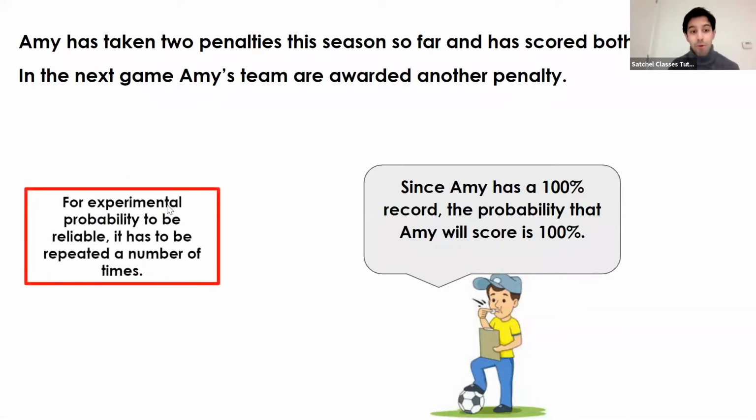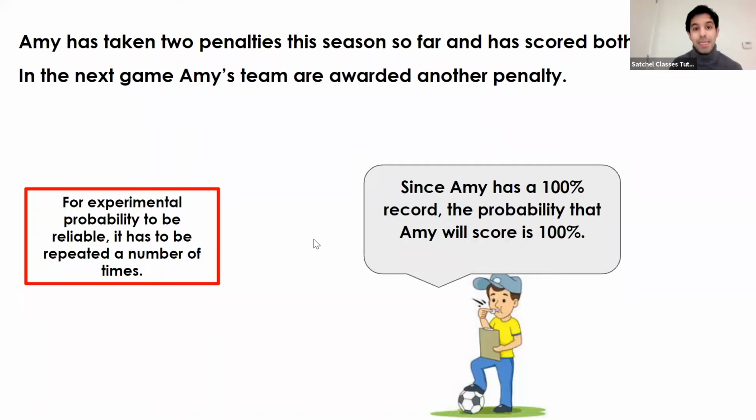So for experimental probability to be reliable, an experiment has to be repeated a fair few times. If you only repeat an experiment twice, that's not a very accurate estimate. And this is a really important bit to take away when we're talking about experimental probability or relative frequency.